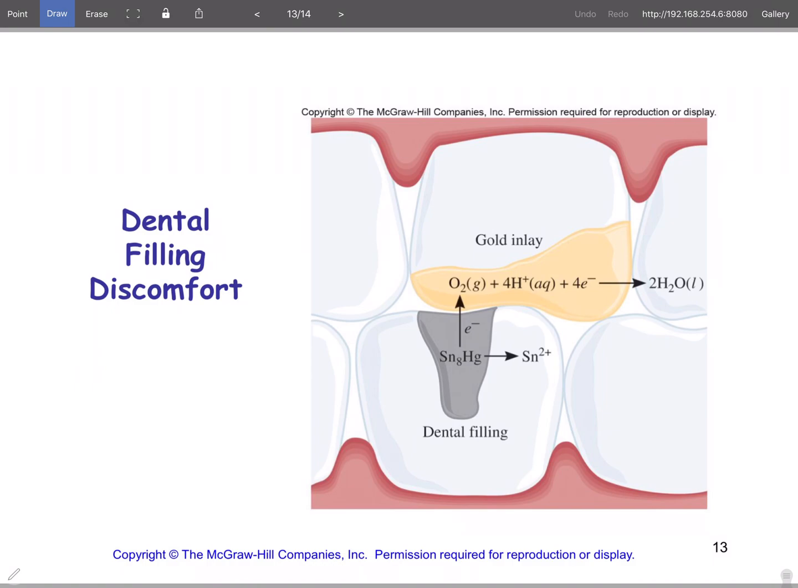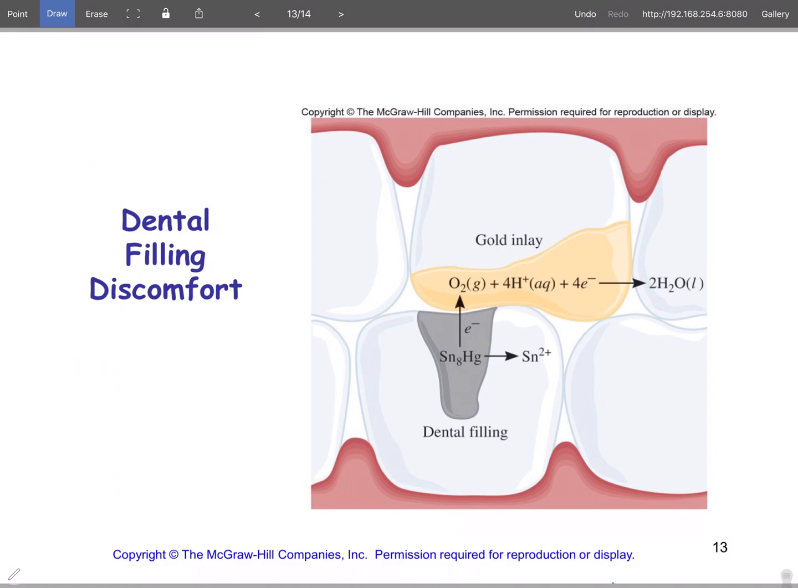Okay. Another issue, and this is not as common anymore now that most fillings are composites and not metals: the old fillings used to be a mercury and tin combination. And that's why if you've got an old filling and you were eating something and you got a little piece of aluminum foil because it was packaged in it, and you get a little zap in your mouth, that's because you're getting a redox reaction.